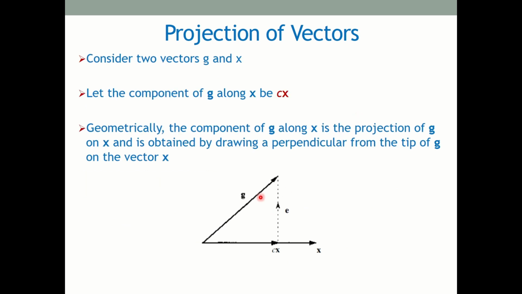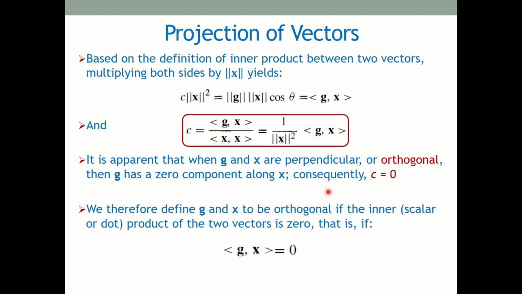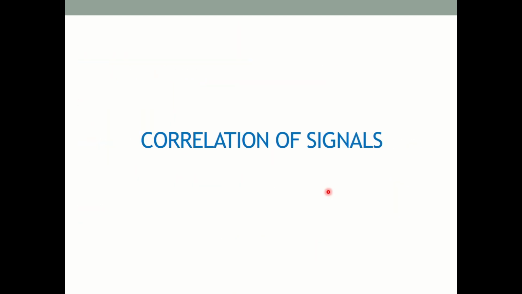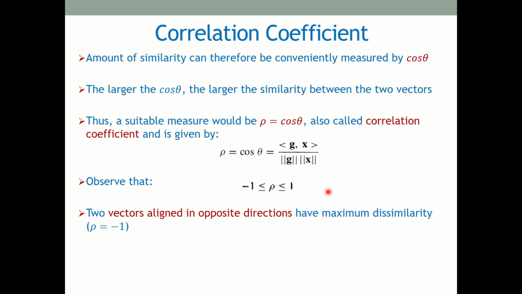Larger cos theta means that g and x have a very small angle between them, and we can imagine if this g comes down, the similarity between g and x will increase. So in other words, theta will decrease and the cos of theta will be large. So a suitable measure for, let's say, similarity is rho equal to cos theta.